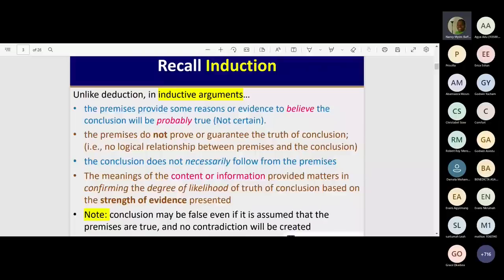remember something else you should know. Look on my screen, please, respectfully. Their premises do not prove the conclusion. Third point, their premises do not necessarily lead to the conclusion. In other words, the conclusion you are drawing doesn't necessarily, take note of that word, see, that is in italics, necessarily follow. It may follow, it may not follow.